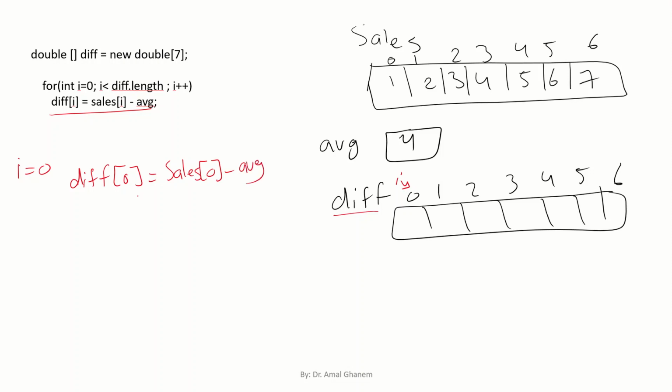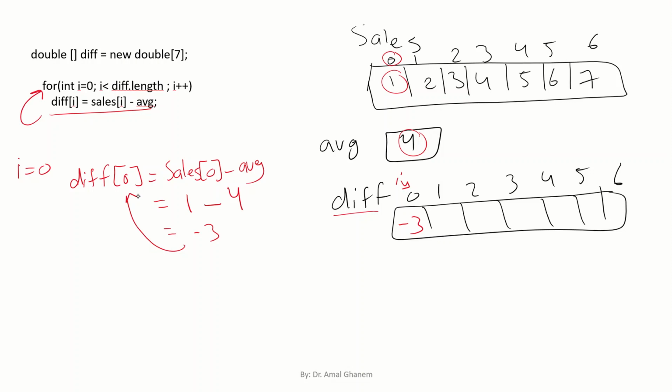So we go to sales at location 0, which is currently 1. So I'm saying 1 minus the average, which we have as 4. So 1 minus 4 will be minus 3. And we have to save it in the array at location 0, so difference at location 0 will be minus 3. Now this is in a for loop, so it means go again and increment i.